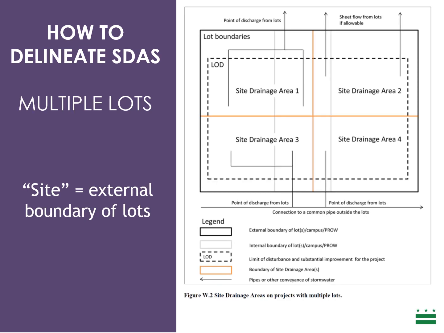If you're working on multiple lots at once, the idea is pretty much the same, except your site is the external boundary of the lots you're working on. So let's just say these are different lots. The whole lot boundary of all of the lots is considered your site.